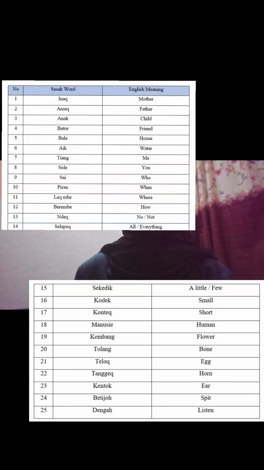So to support the analysis, I collected 25 words from the Sasak language. These words are commonly used in daily life, and they represent different parts of speech, such as nouns, verbs, adjectives, and so on. The list will be shown later on. Okay, maybe we can move to the analysis.